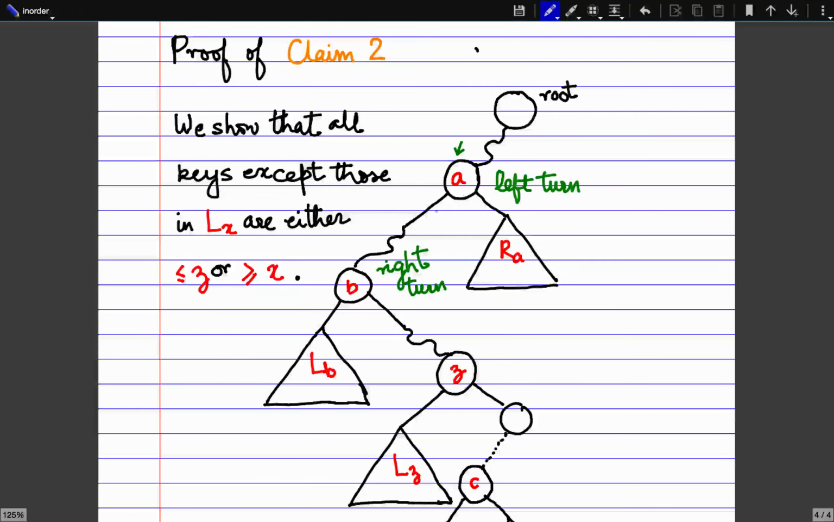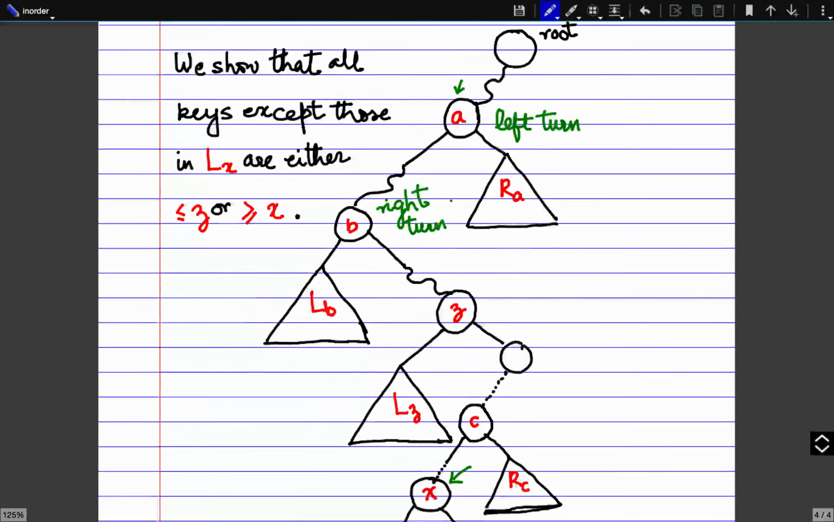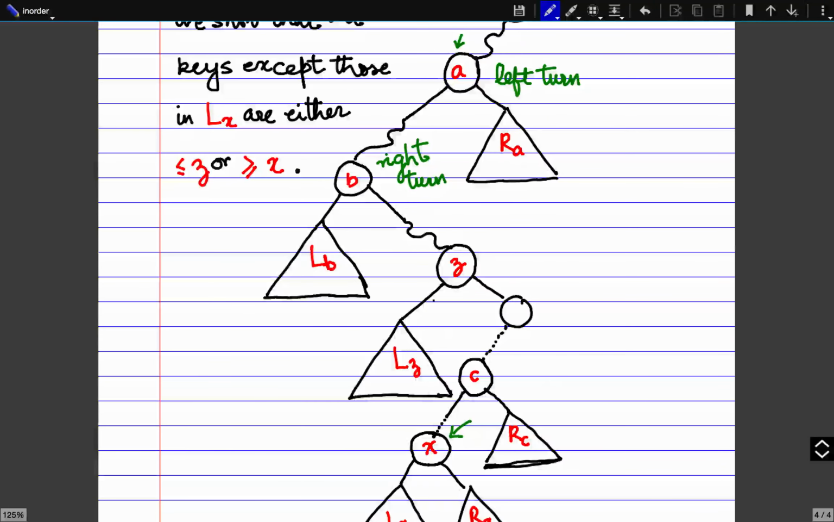Now since we make a left turn from A, and noting that X lies below A in a subtree of A, that implies that A is in fact greater than or equal to X. Which implies that all these keys in RA, which is the right subtree of A, the one which we are not going to visit, are greater than or equal to X. So what we have shown is that every time we take a left turn, all the keys in the subtree that we don't visit are greater than or equal to X. We don't need to worry about that. And this node itself, of course, is greater than or equal to X.